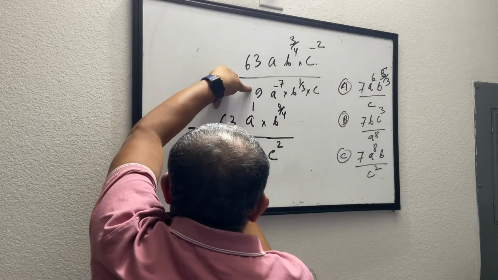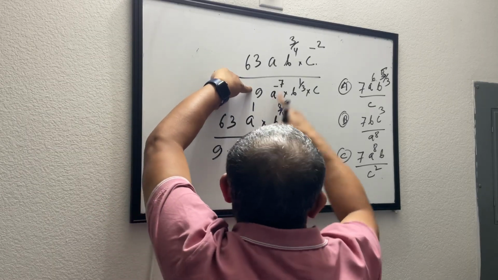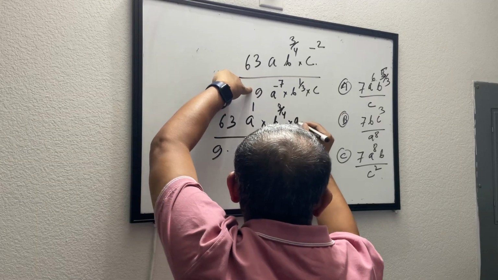Now let's come here. 9, a to the power 7, again negative. If I move it up, it becomes positive. So a to the power 7.